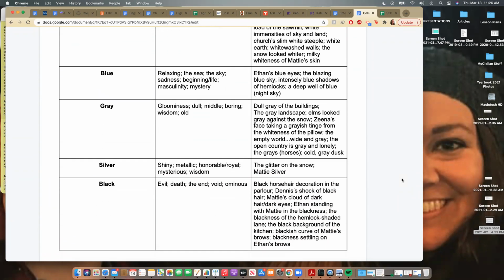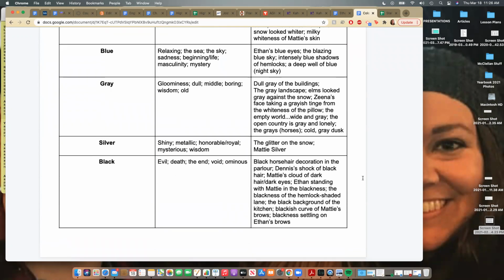I think the other probably most important one, maybe black too, but gray. And I think for the same reason as white, it is more representative of gloominess and dullness. And that's what the whole thing in Starkfield is. It's just dull and boring. So the only other real thing is black.